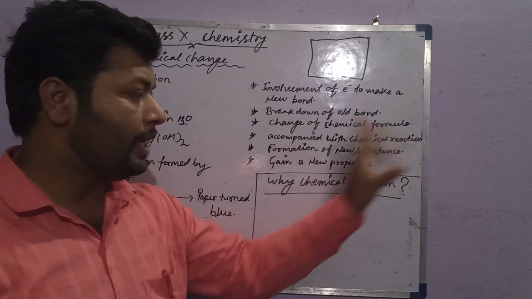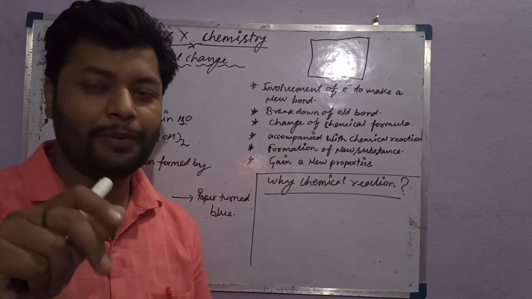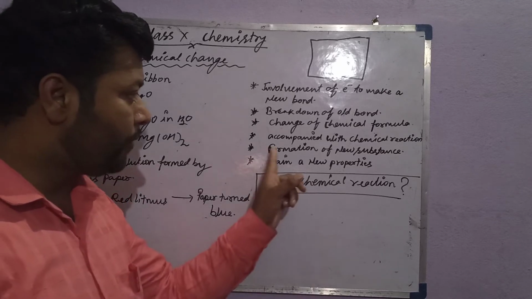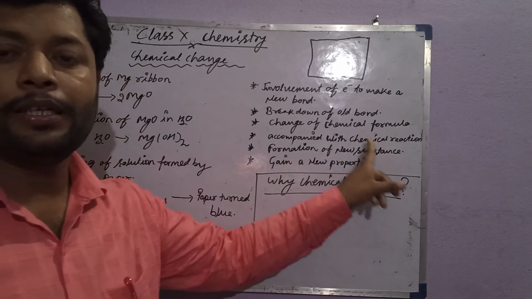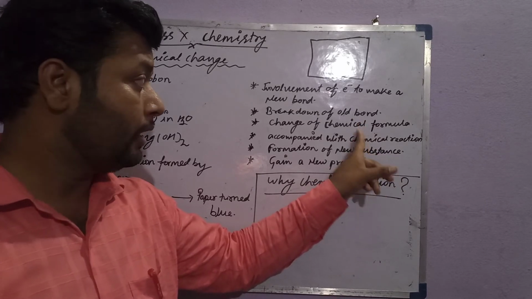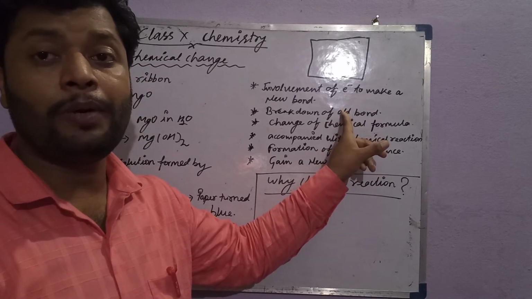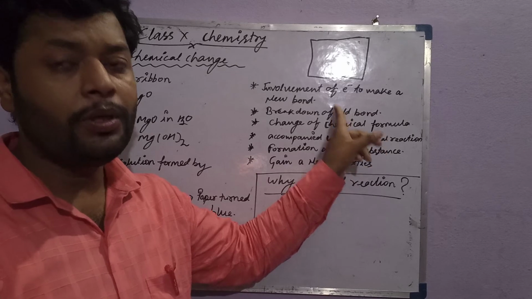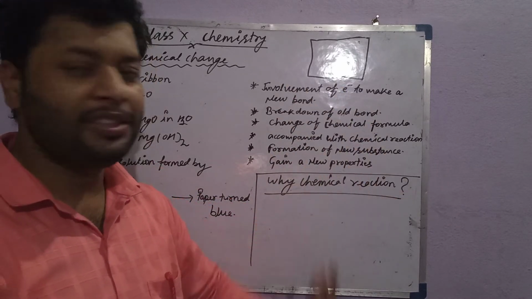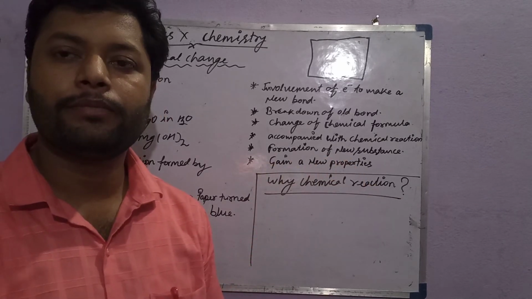And when a chemical reaction takes place, there is formation of a new substance. You already learned about that. In a chemical reaction, a new substance is formed. So formation of a new substance indicates that a chemical reaction took place. How? Because the formula was changed. How? Because the old bond was broken down. How? Because the new bond was formed. And whenever a new substance is formed, it must gain new properties.